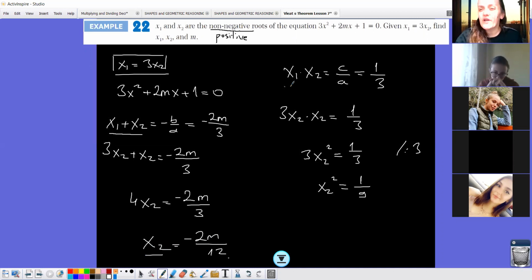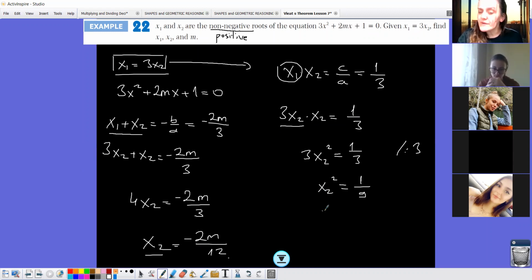So I'm trying now the product of the roots, x1 times x2. From Vieta's theorem, again, I'm writing c over a, which is 1 over 3. And again, from the given, instead of x1, I'm writing 3x2. And now I have only one unknown, x2 only. From here, I can find x2. When I find x2, I will find m. When I find m, I will also find x1. Okay, teacher, thank you.